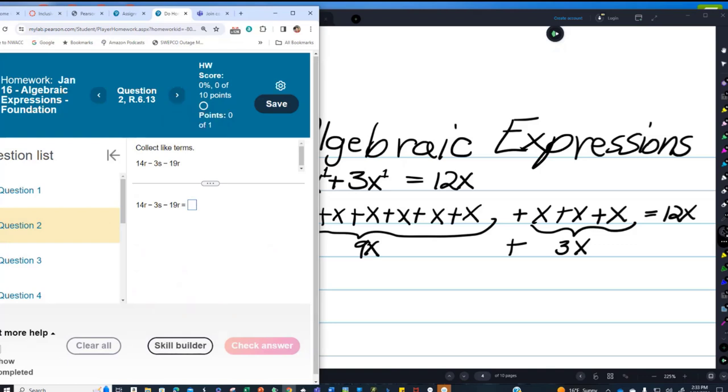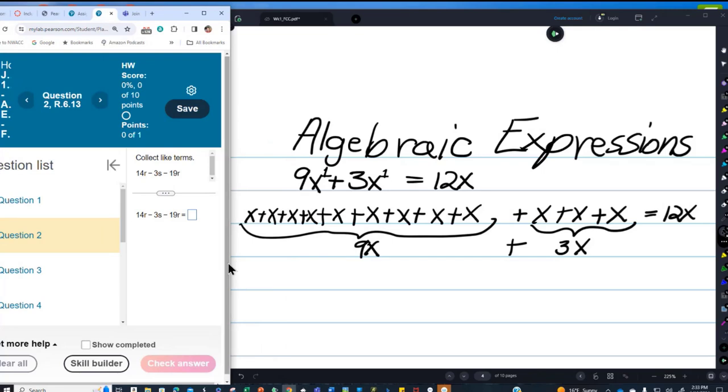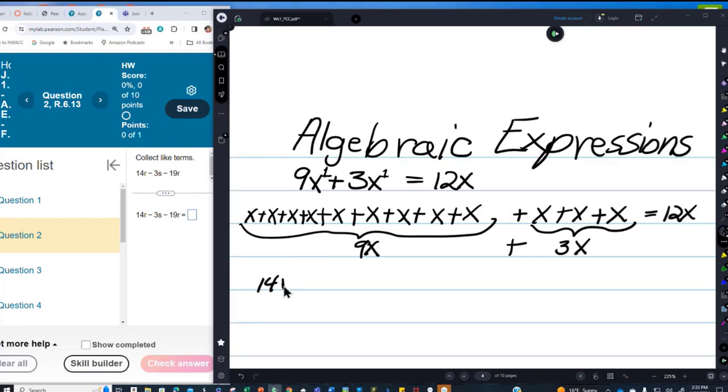And then we have a problem like this: 14r minus 3s minus 19r. Well, when you have a problem like this with so many minus signs, we need to at least mentally rewrite it a little bit. So this is 14r plus negative 3s plus negative 19r.